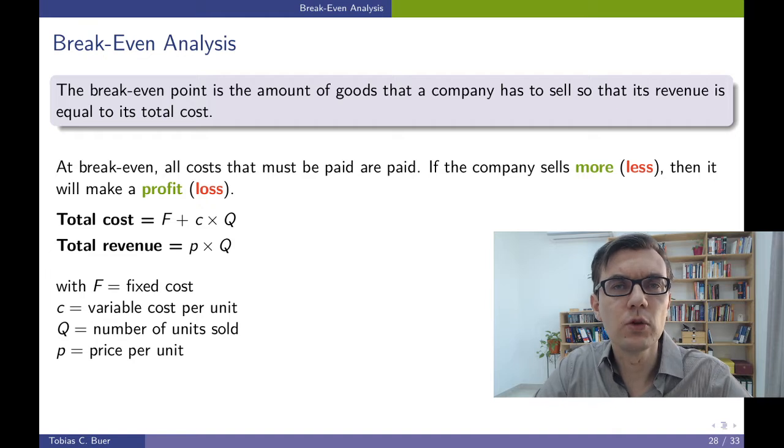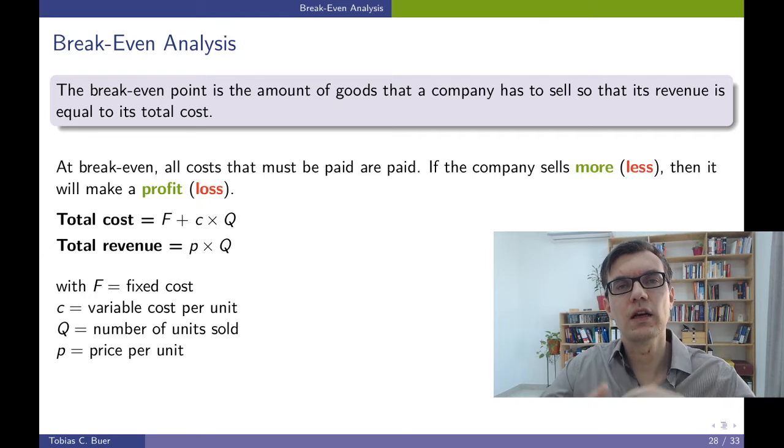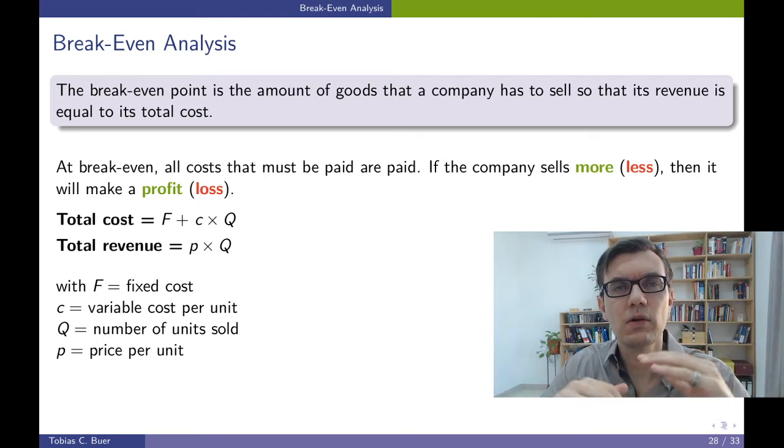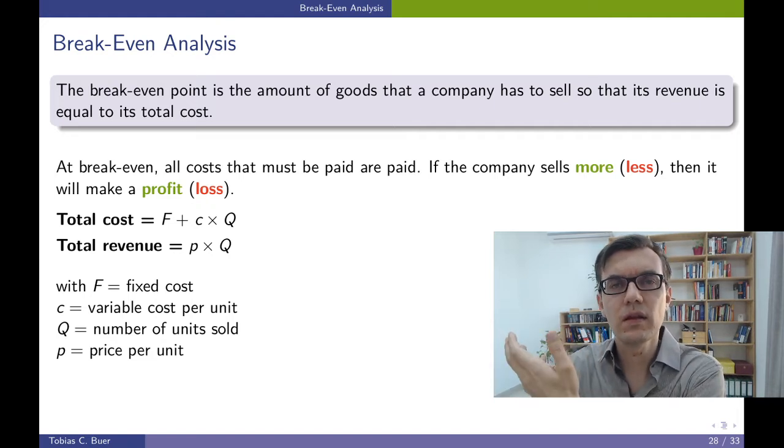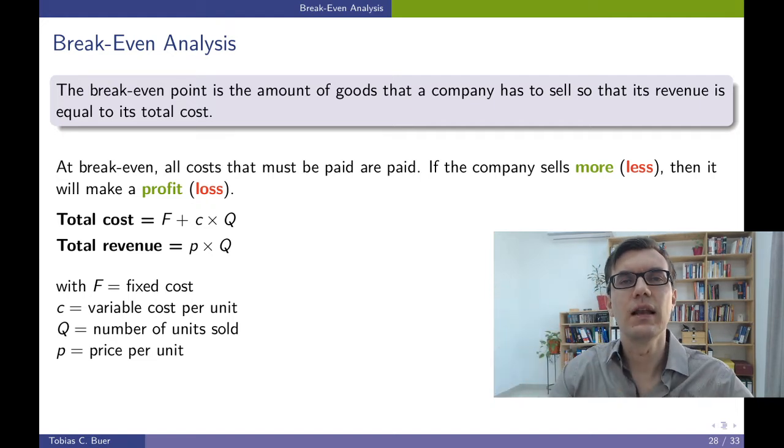So for example, you are a car dealership. And then the break-even point would be the number of new cars that you need to sell in a month, so that you can cover all your costs with the revenue and that you do not make any profit. If you sell more than this, then your car dealership will make a profit. If you sell less cars, then you will create a loss.